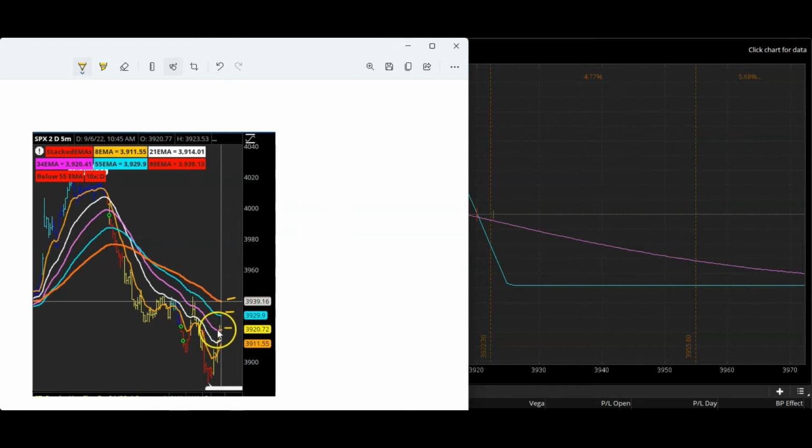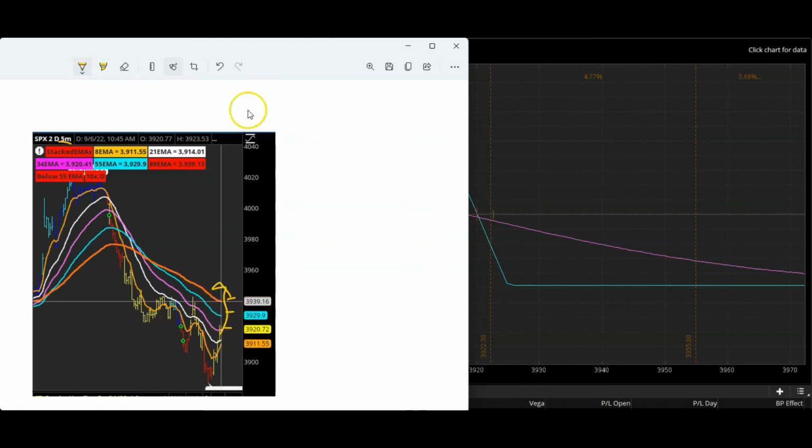Right, so we are at the 34 EMA. This is a 5-minute chart, so the 34 EMA is at 39.20. The 55 EMA is at 39.29. The 89 EMA is at 39.39. So we already took out the 34 EMA. If we take out 39.30 and 39.40, we could potentially move up.